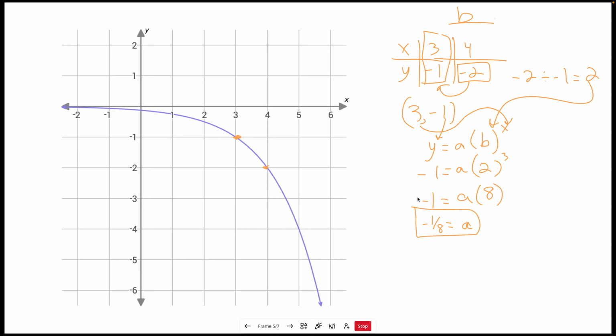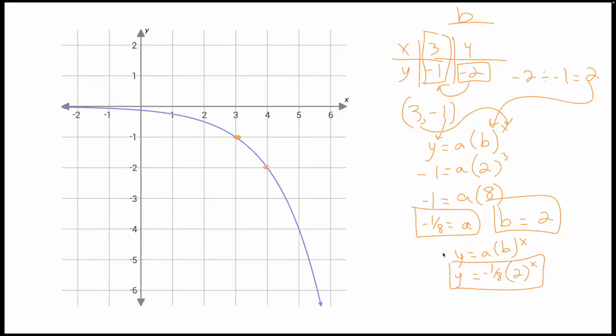We just found it. And remember, we found b at the beginning. b equals 2. And with these two numbers, we can write our equation. So now we have y equals -1/8 times 2 to the x power, and this is the final answer. All right, so if they don't give you the y-intercept, you have to solve an equation to find it.